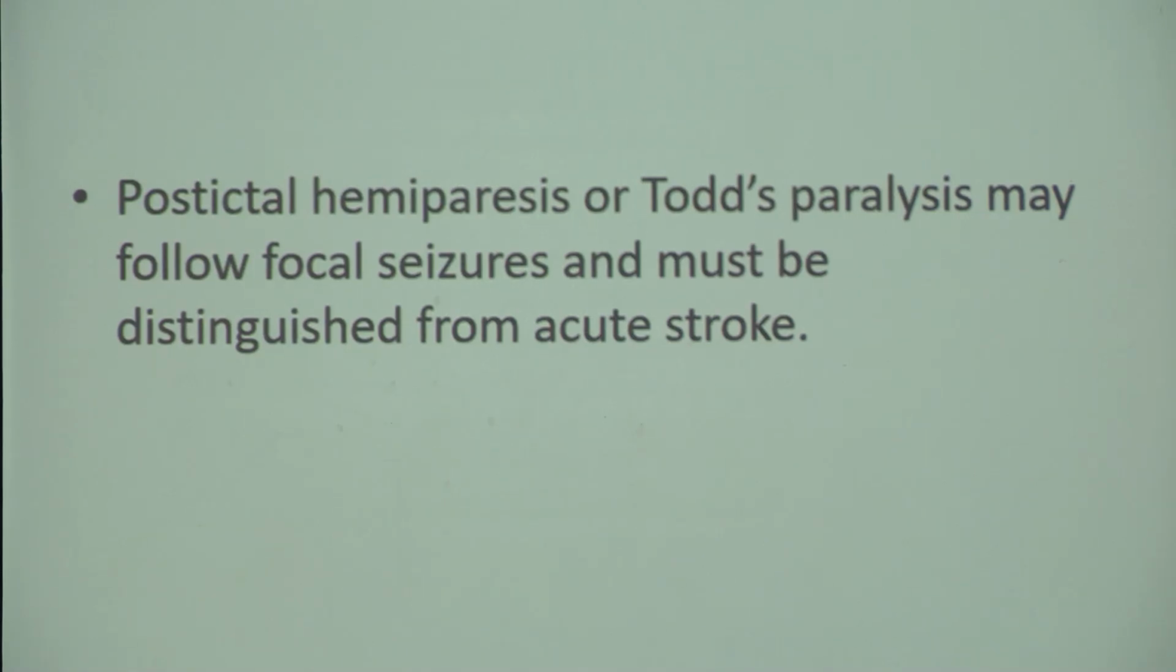Todd's paralysis. This is an important question. Somebody is suffering from convulsion, and after the convulsion there is weakness of the one-sided limb. That is called Todd's paralysis. Remember, this paralysis will not persist more than 24 hours. It gets better after 24 hours. Maximum 48 hours. This weakness will not persist.